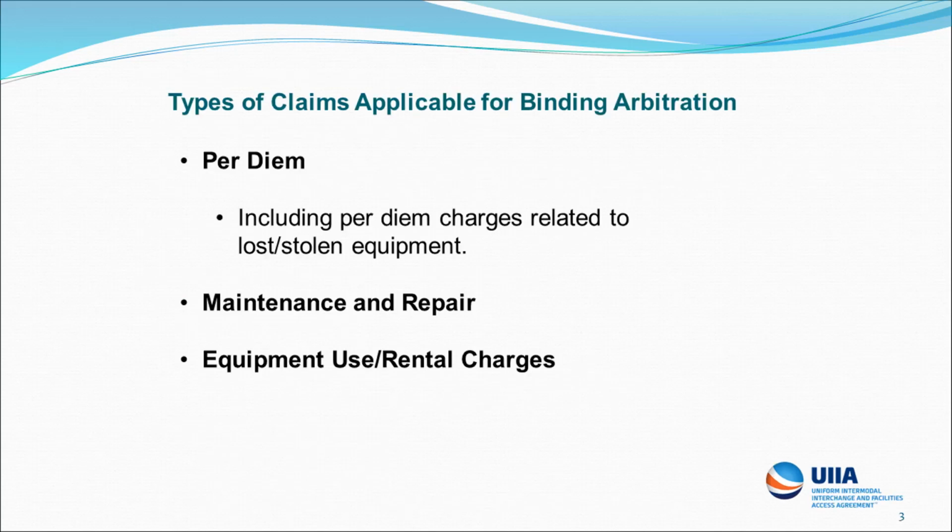The types of claims that can be submitted under the binding arbitration process, we get lots of questions on this often. You can submit per diem invoice disputes, and that would include any per diem charges that were related to lost or stolen equipment. Although lost or stolen equipment charges that involve the depreciated replacement value are not applicable to the binding arbitration process, if there are per diem invoices associated with that lost or stolen claim, those can be submitted under the binding arbitration process.